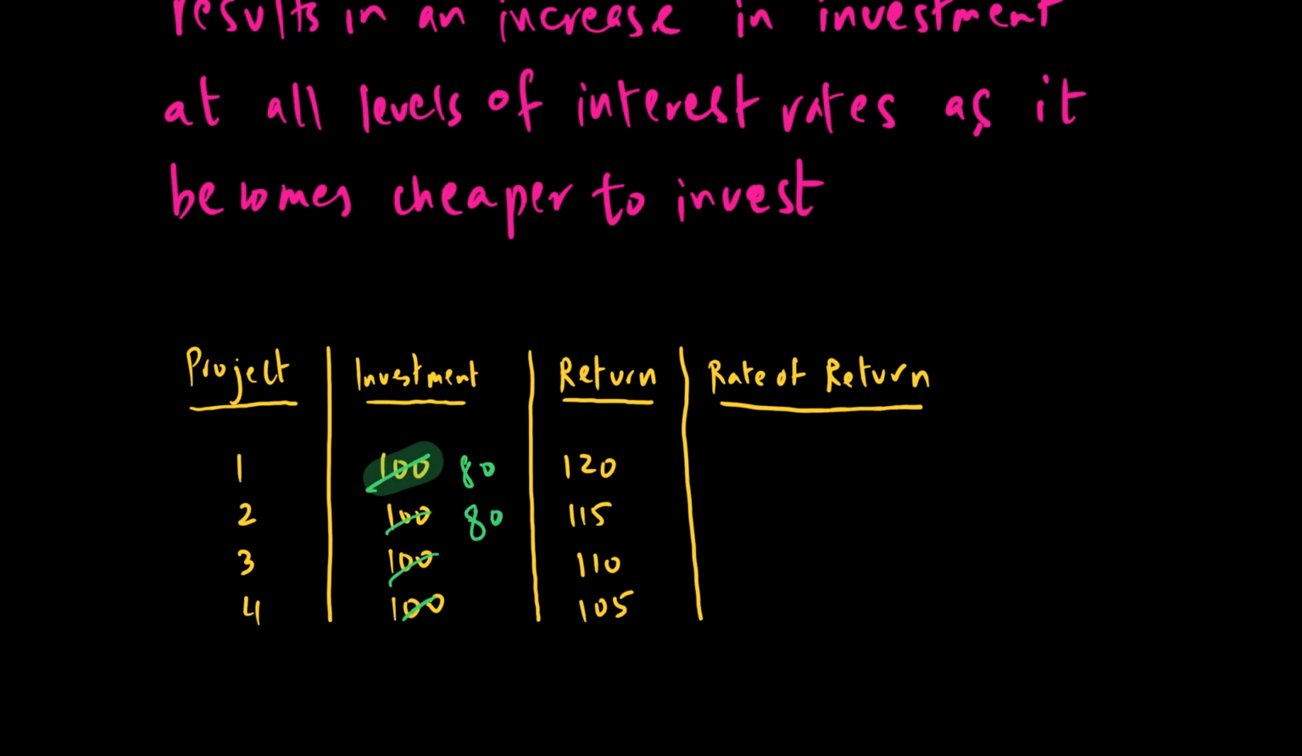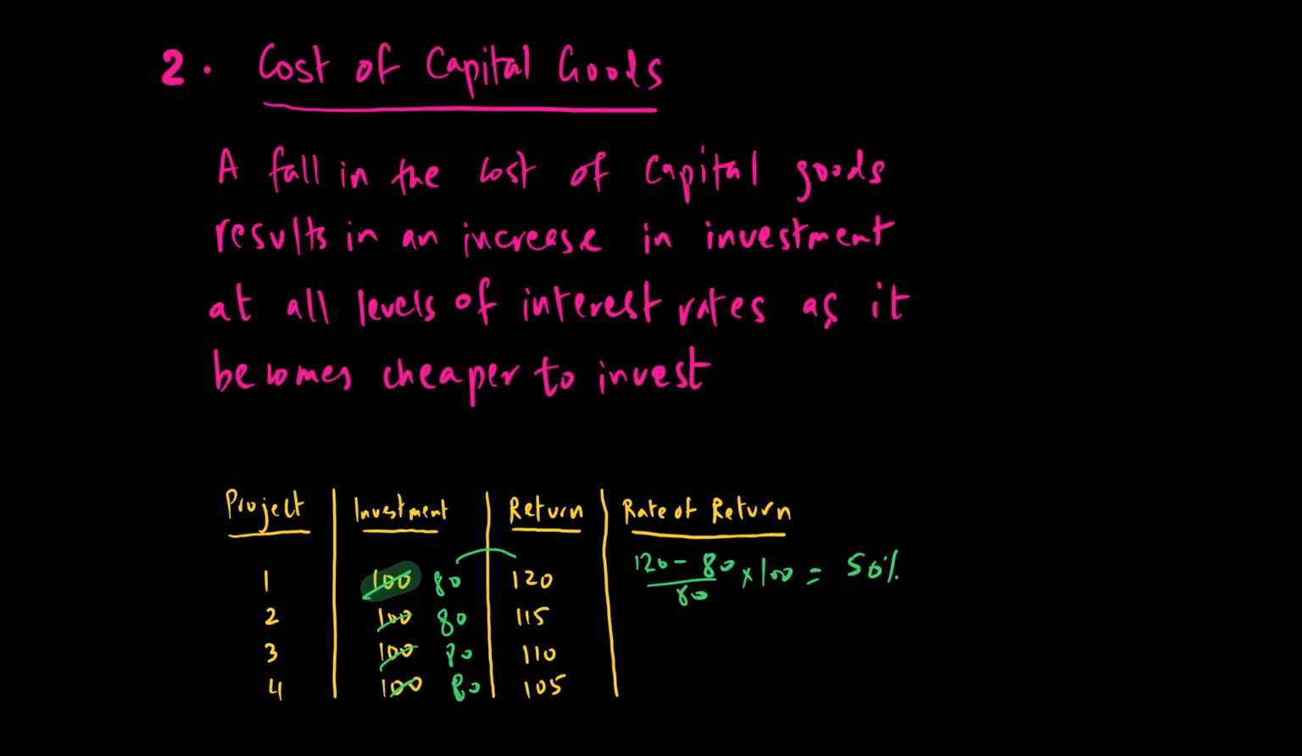throughout. So if the project investment amount goes down because the cost of capital goods is going down, then the rate of return will not be 20%, but will be much more. For example, in this case, it's going to be 120 minus 80 over 80, which means it is 40 over 80, or which means the rate of return will be, for example, 50%. And so for all levels, the rate of return will go up if the investment amount goes down.